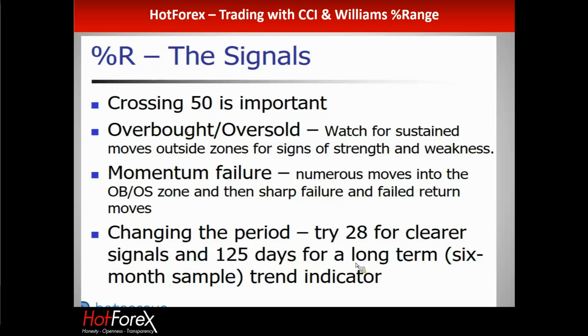So crossing the 50 suggests momentum in the direction we want it to go. Also, the other great thing about Williams percentage R, and I'm just like CCI, is this rejection of the levels. So as we're going in one direction, the momentum can fail sometimes. So we break out of our oversold zone.